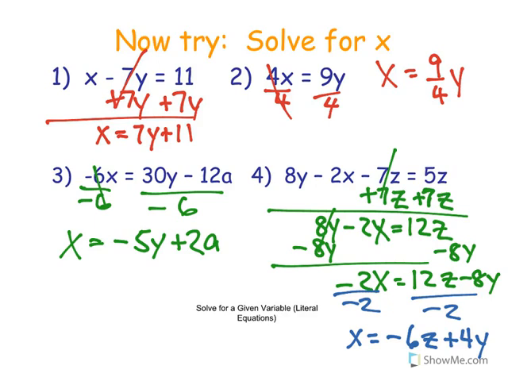So again, the rules are the same as far as the way we solve the equations. We isolate the variable, and at the end we either divide by the coefficient, or if it's a fractional coefficient, we multiply by the reciprocal.